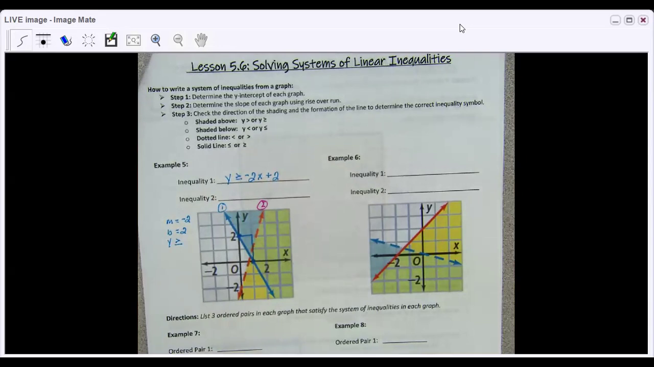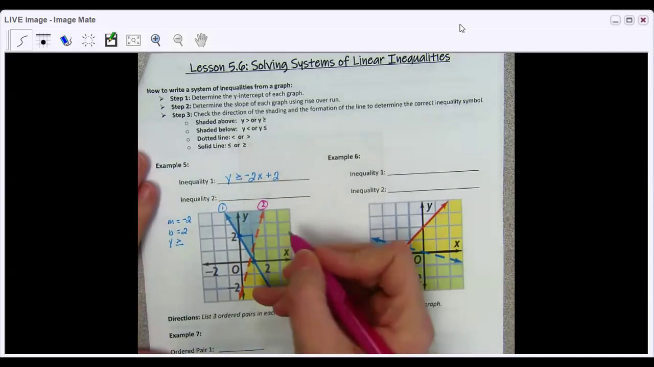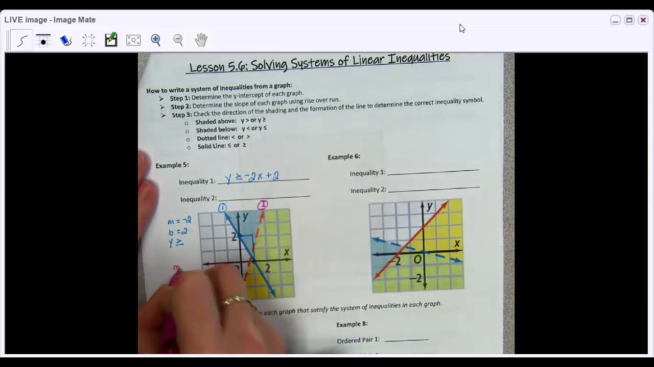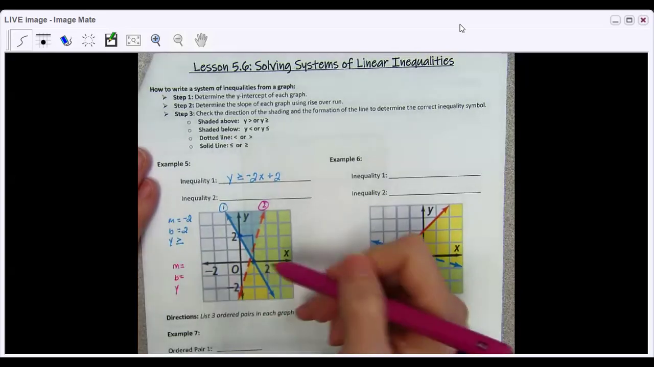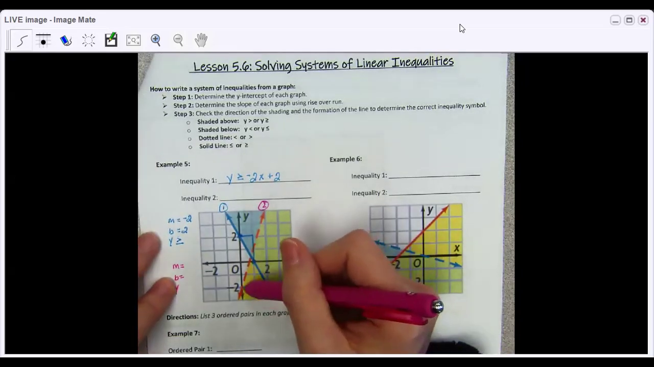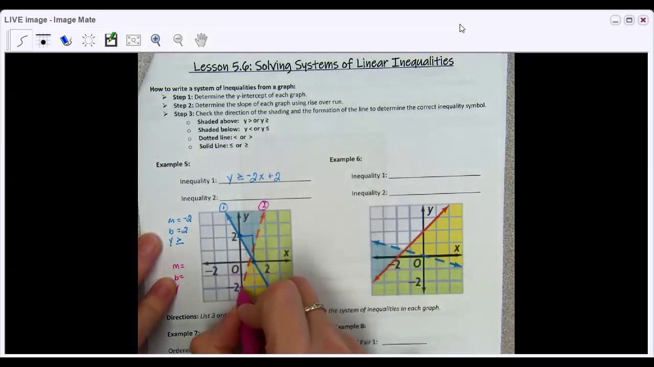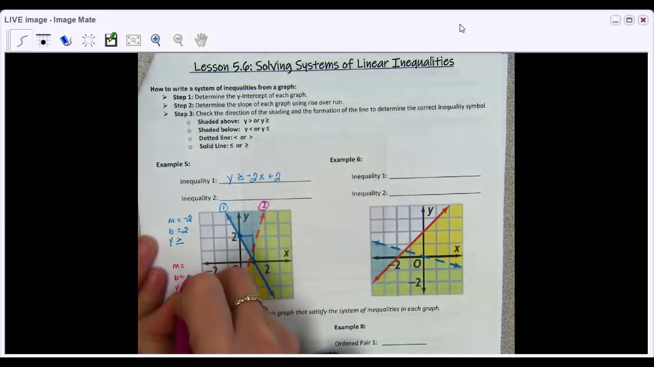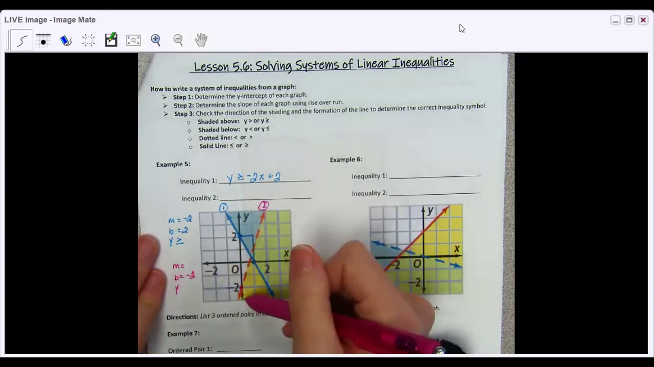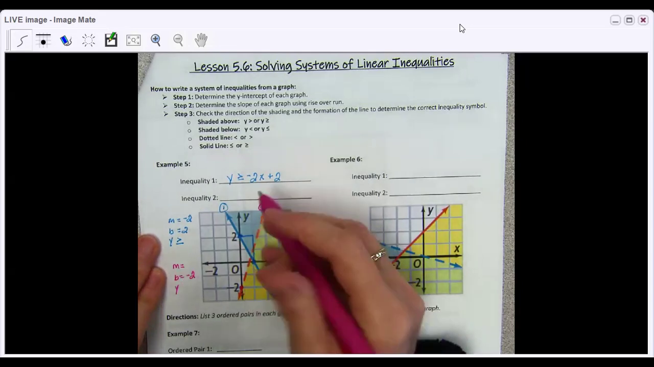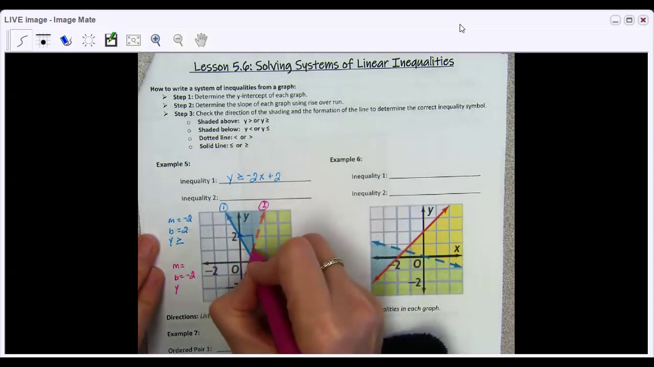So let's do the second one. Again, on the second one, I'm going to find my slope, my y-intercept, and what y is. So my y-intercept is down here at negative 2. Now I'm going to find another point where it crosses an intersection, and it looks like it crosses at 1, 2.